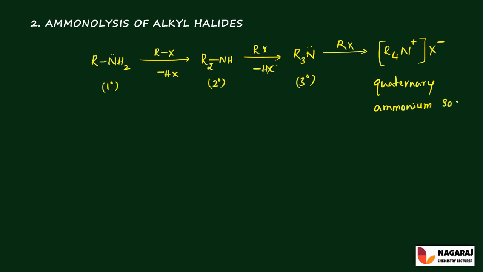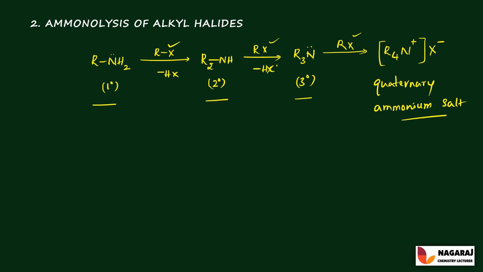Quaternary ammonium salt. Primary amines react with alkyl halides to give secondary amines. Secondary amines again react with alkyl halides to give tertiary amines. Tertiary amines on reaction with alkyl halides give quaternary ammonium salts.